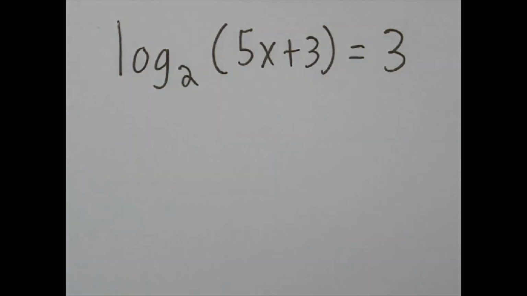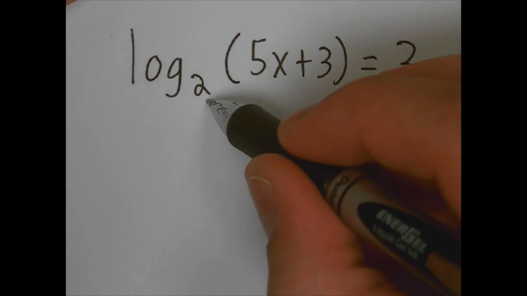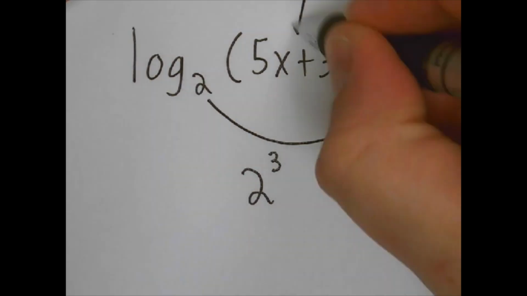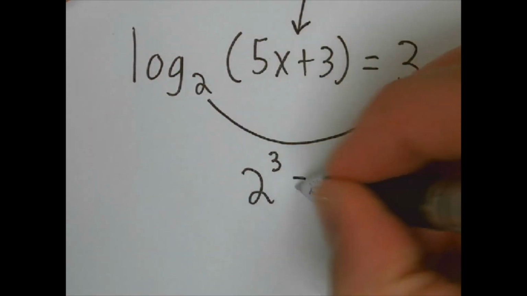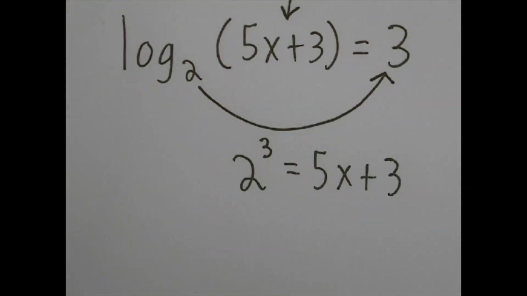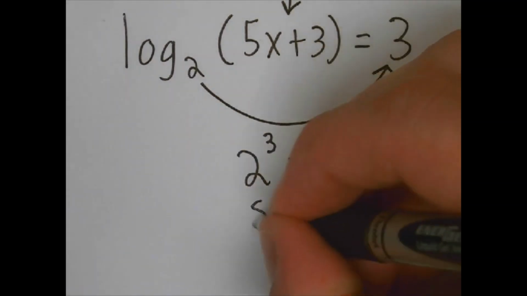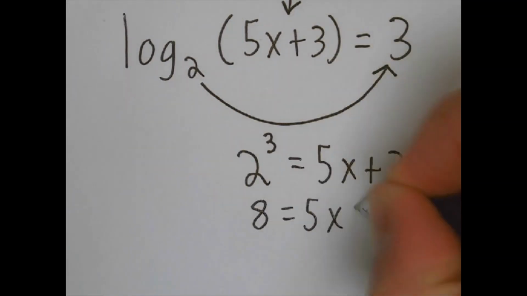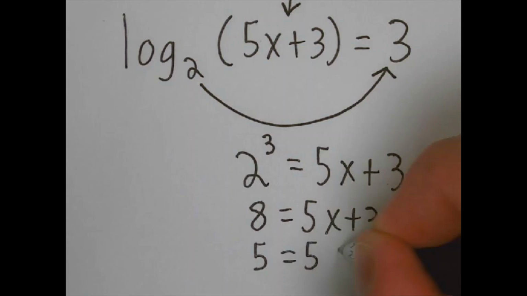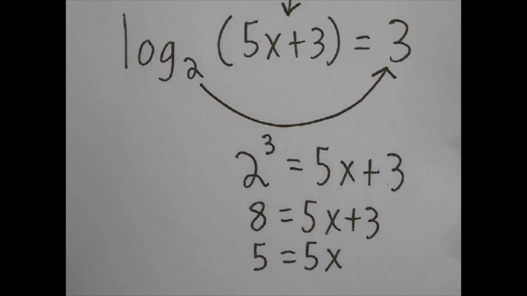So in this example, I have log base 2 of 5x plus 3, and then equals 3. So I'm going to go 2 to the 3rd power equals the middle, so left, right, middle. Then I can go 2 to the third power, which is 8. Subtract 3. 8 minus 3 is 5. And then 5 divided by 5 is 1.